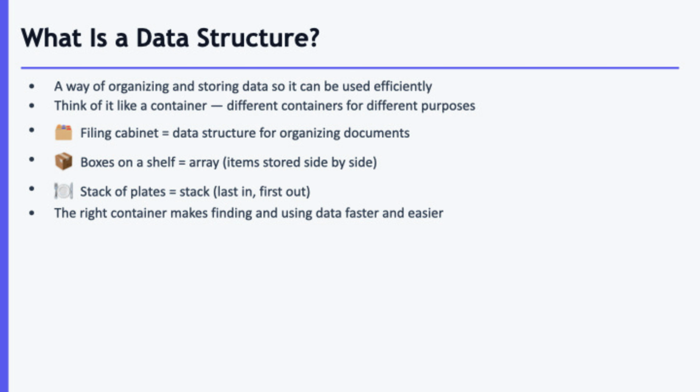A data structure is basically just a way of organizing and storing data so that it can be used efficiently. You can think of it as a container designed for a specific purpose. To make it easier to understand, think of a filing cabinet as a structure for documents. Boxes on a shelf are like an array because items are stored side by side, and a stack of plates represents a stack structure where you only take from the top. The right container makes finding your data much faster.